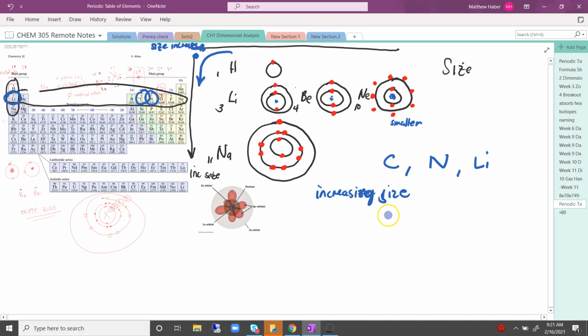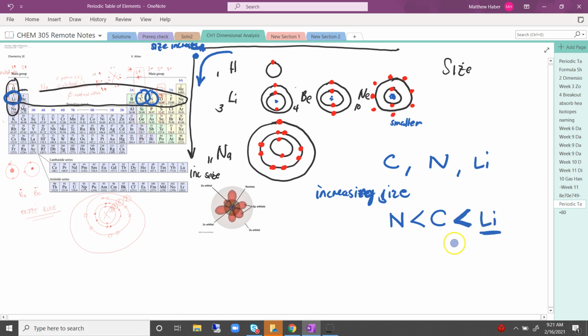So if you're asked to arrange them according to increasing size, nitrogen is the smallest, followed by carbon, followed by lithium. So lithium here is the biggest, as you can see from this less than sign. Carbon is less than lithium.